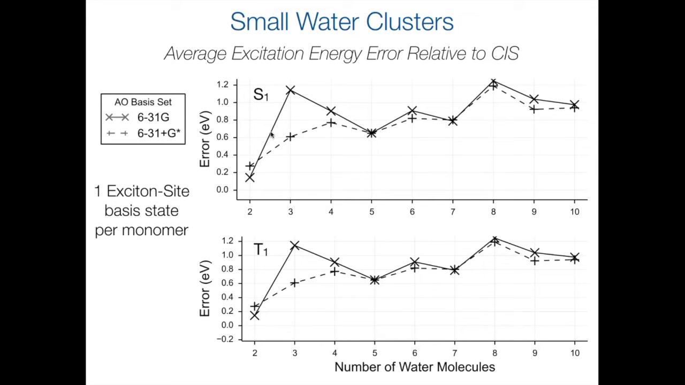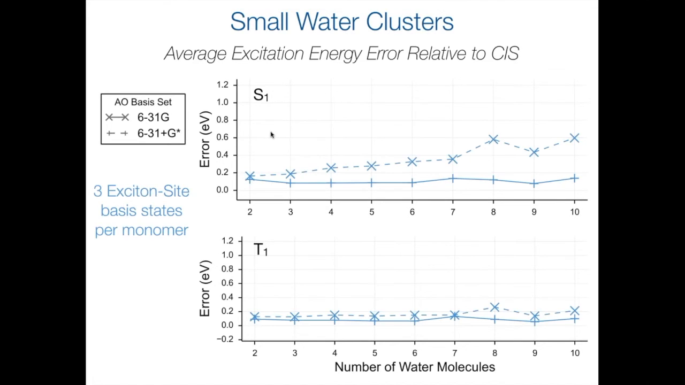But again, water is polar, and we need to somehow capture those polarization effects, and we can do that by expanding the basis. By including 3 excited states per fragment, we reduce our error significantly to be on the order of a couple hundred millieV.